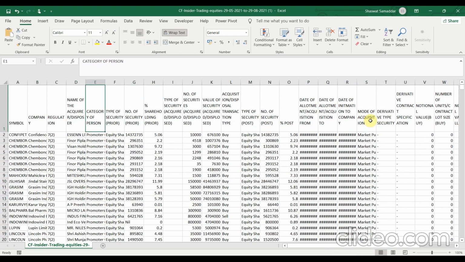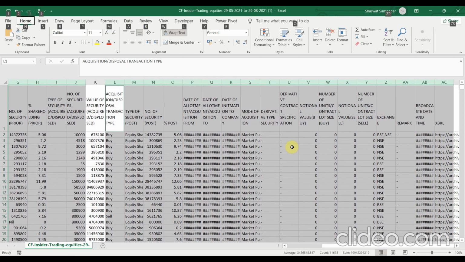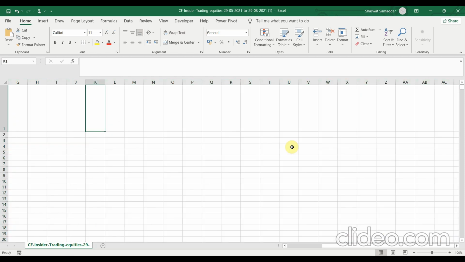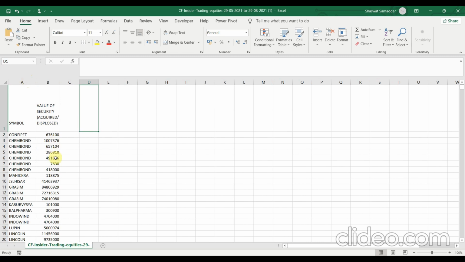All right, now as you can see, there are 10 to 15 columns in this particular Excel sheet, but for our further analysis, we would not require all these columns. We only need two columns, namely the symbol column and the value of security column. So I'll go ahead and delete all the columns except those two. All right. Let me just widen this value of security and symbol.